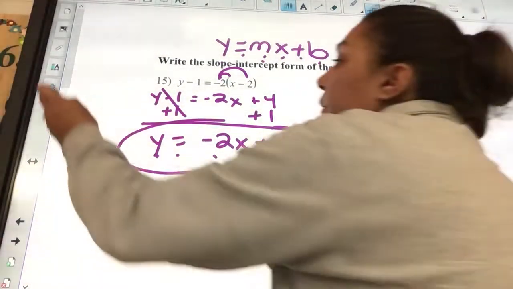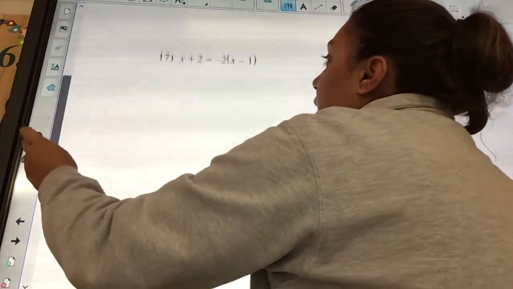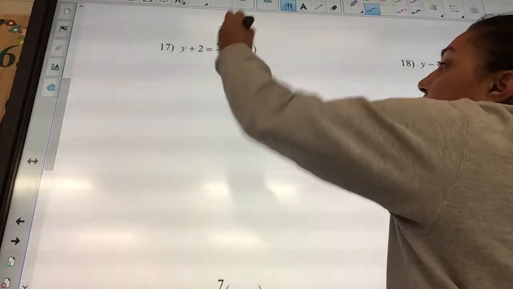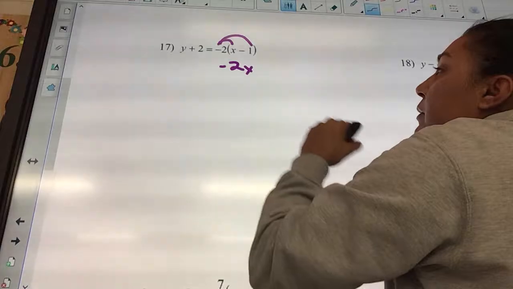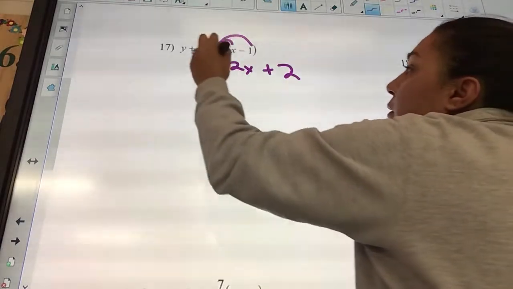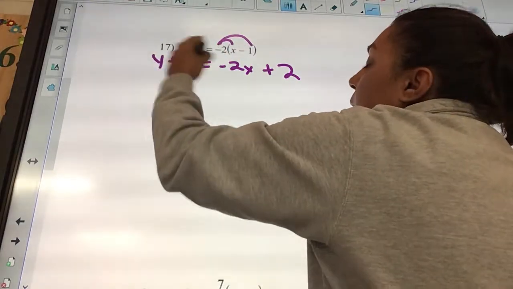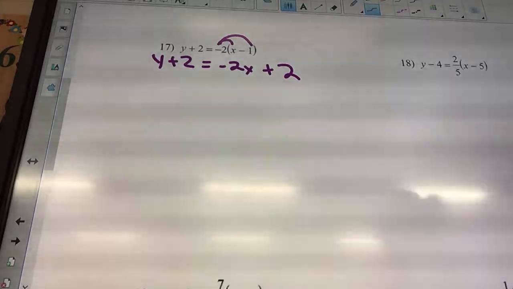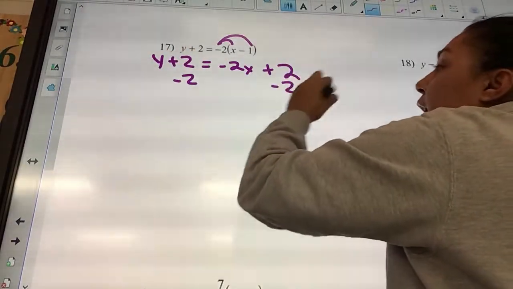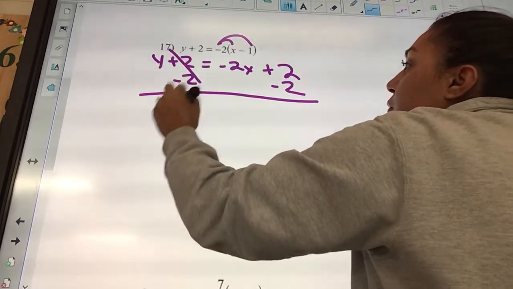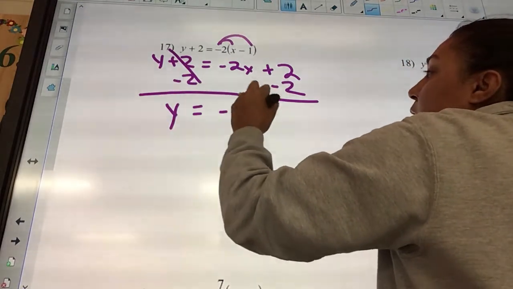Okay, 17. Okay, we're going to distribute. Negative 2 times x is going to be negative 2x. Negative 2 times negative 2 is going to be positive 2. Okay, and then we're going to subtract this 2. Okay, we're going from point slope to slope intercept.